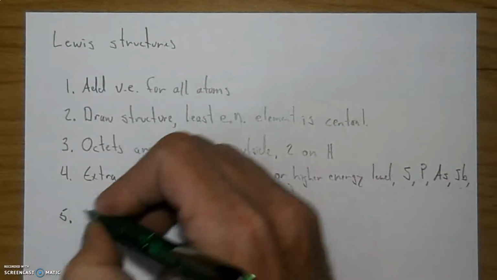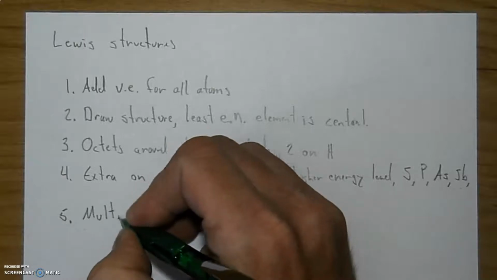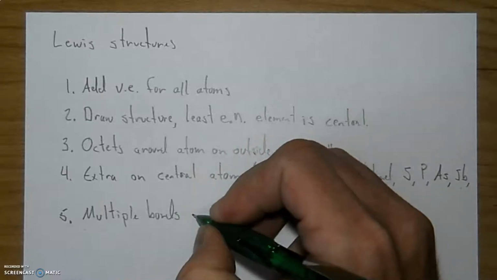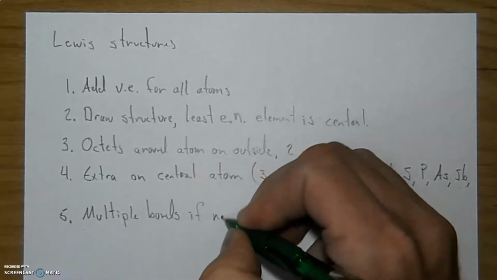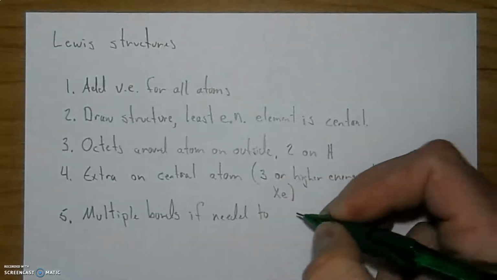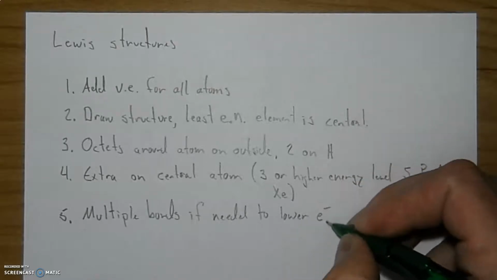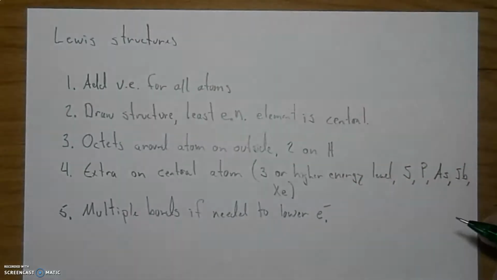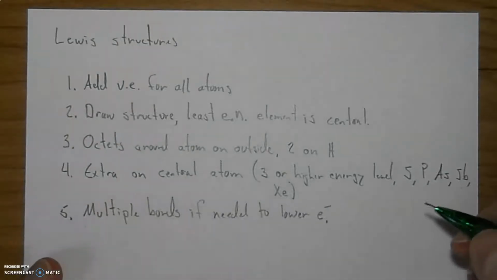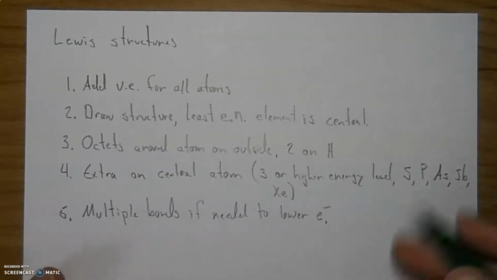All right. Rule number 5, or step number 5: multiple bonds, if needed, to lower electrons. And we'll see how this plays out later. That doesn't completely make sense yet. If you have extra electrons and there's no place to put them, you can actually start forming multiple bonds, double bonds, triple bonds, and that will use up pairs of electrons. Again, we'll see how this plays out.